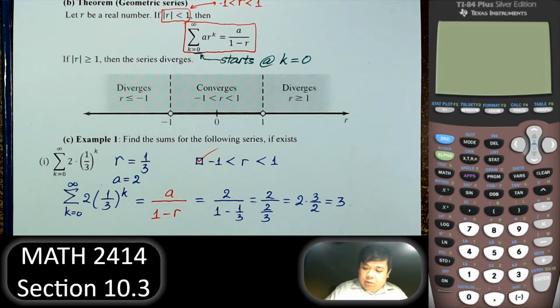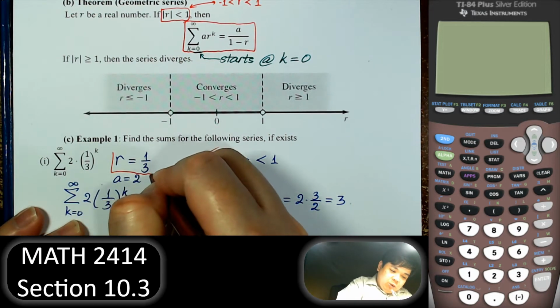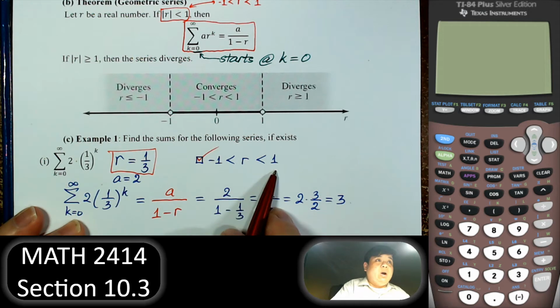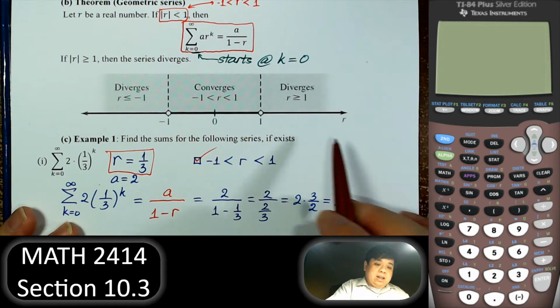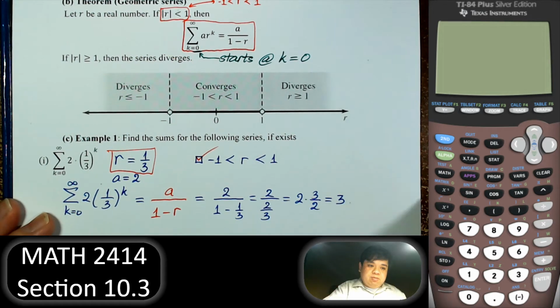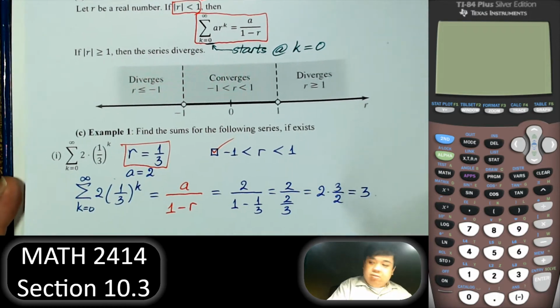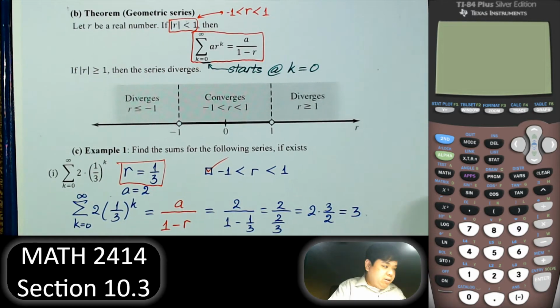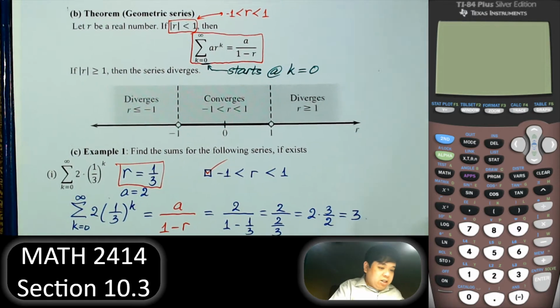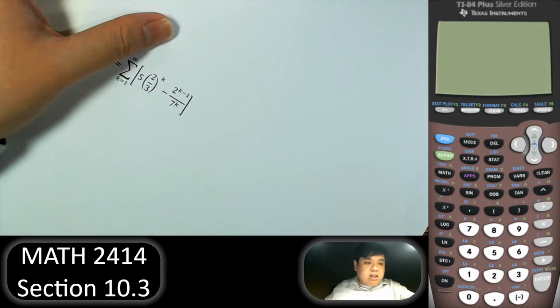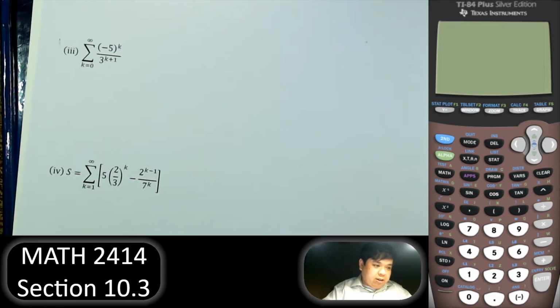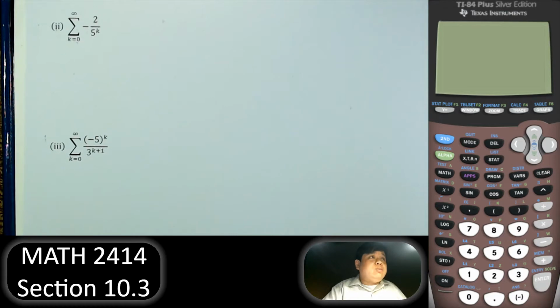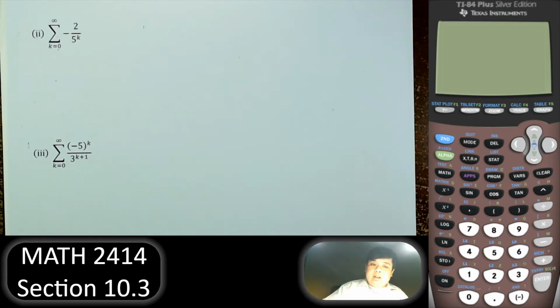Simple enough. Just need to check to make sure the ratio is between -1 and 1. If it is not, then the series diverges. That is a geometric series. We have a few more examples here, three more. Just make sure that it is in the right form.